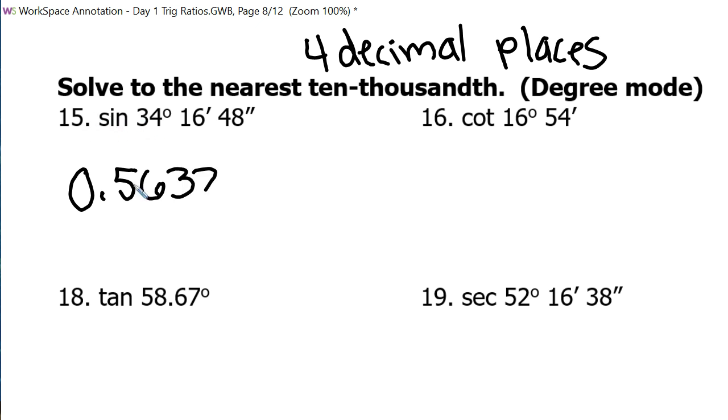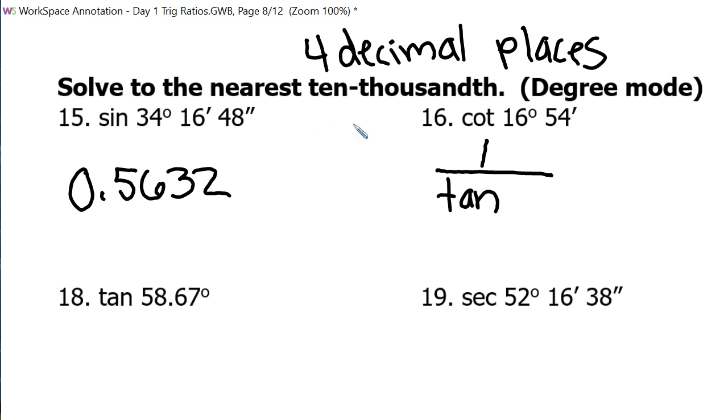.5632. You have to have 4 decimal places, not 3. Now number 16, we have cotangent. Do we have a cotangent button on the calculator? No, the only one we have is tangent. But this is a reciprocal. So cotangent is the reciprocal for which one? Tangent. So when I put this in the calculator, I have to do 1 over tangent of that angle.